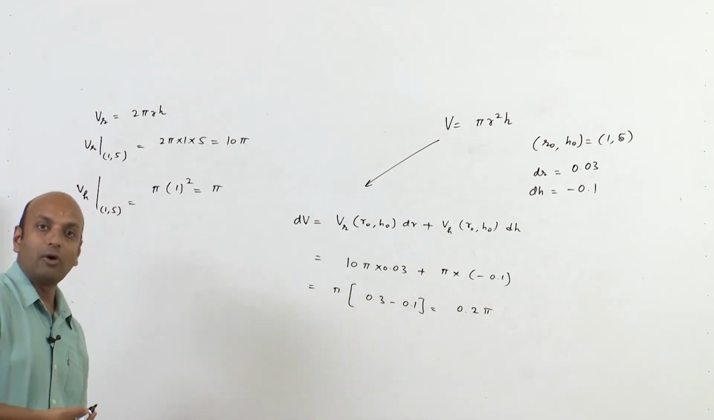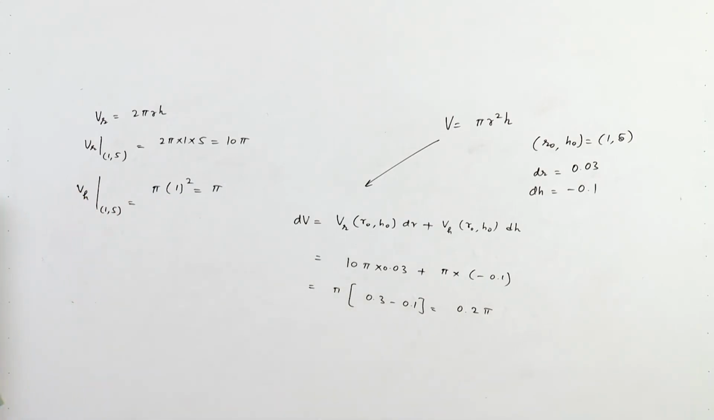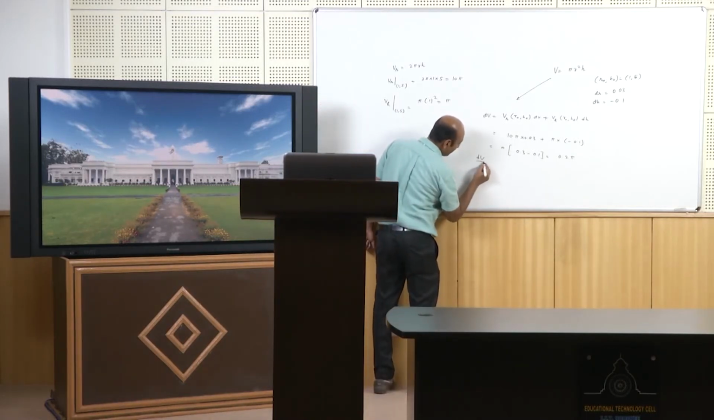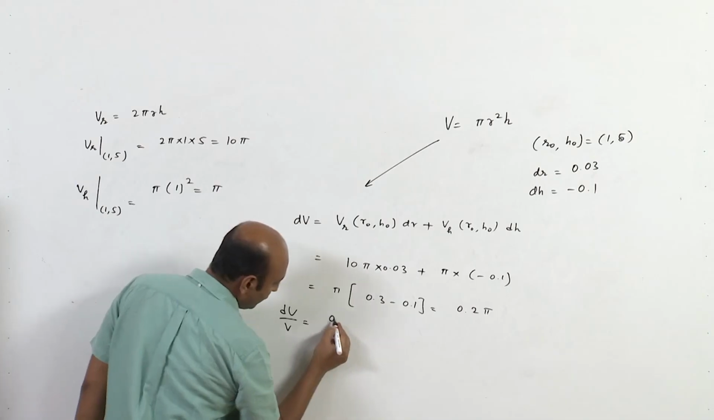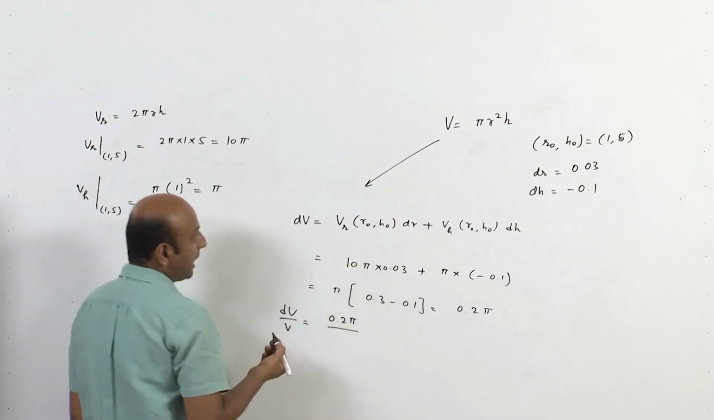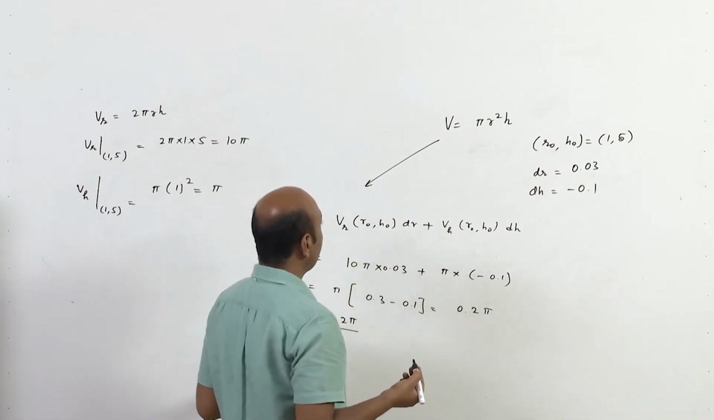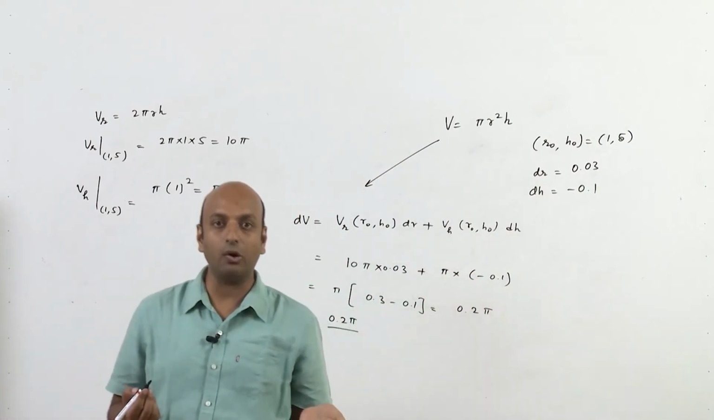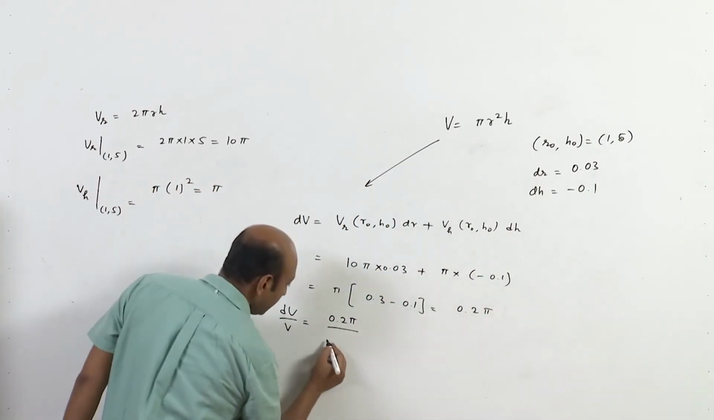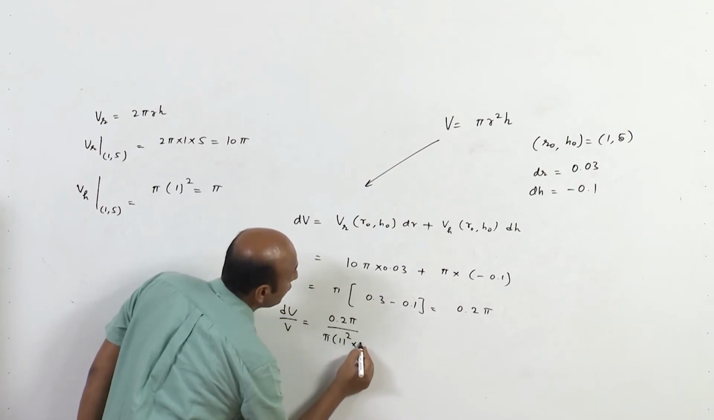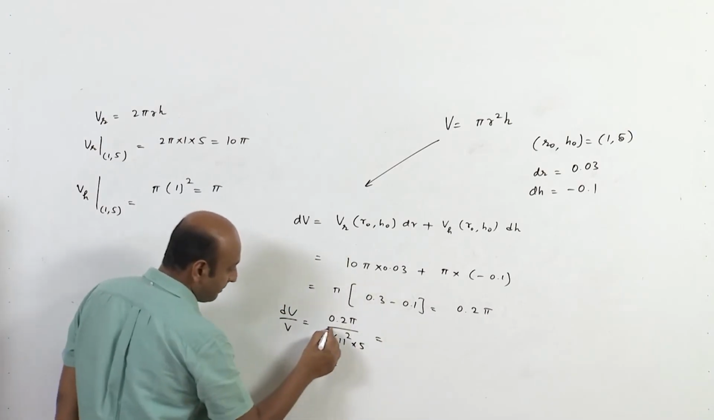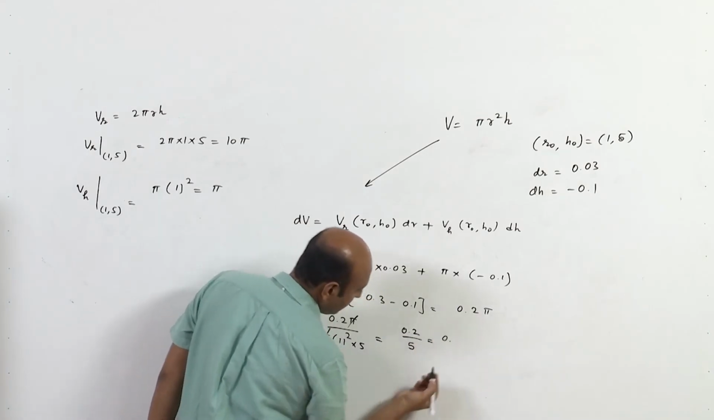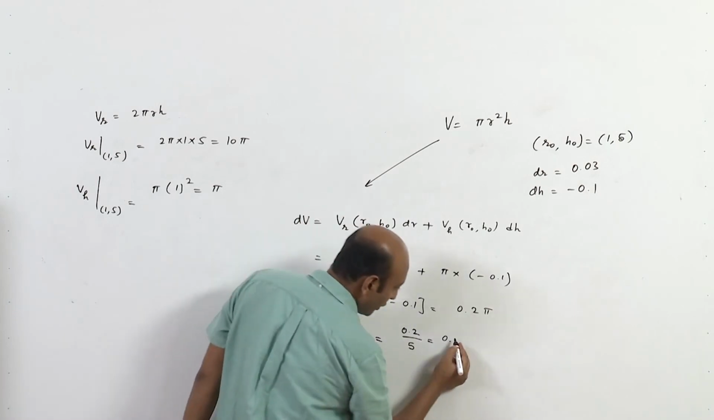Okay. So, what will be the relative change? Relative will be dV upon V, that is 0.2 pi upon the value of the V at r naught h naught, value of the function at x naught y naught. So, that will be pi r square into h. So, that will be simply pi cancel out, it is 0.2 upon 5, that is 0.04.